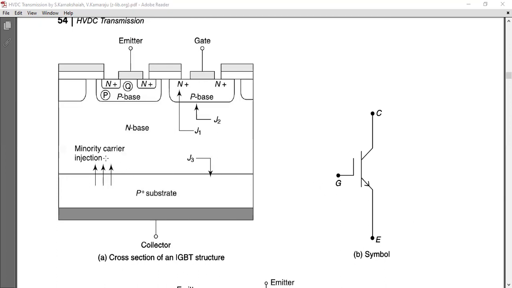The next one is forward conduction mode. Here we are injecting a carrier density that is typically 100 to 1000 times greater than the N base. So it reduces the series resistance to a small value, and the IGBT can operate at high current densities.